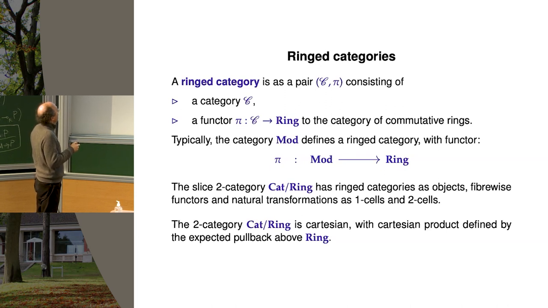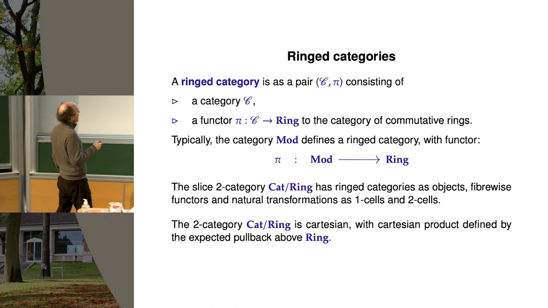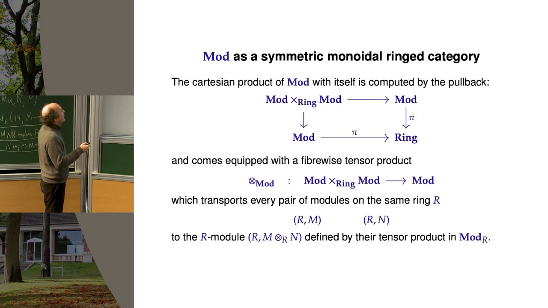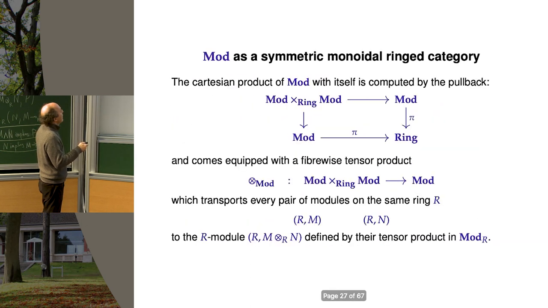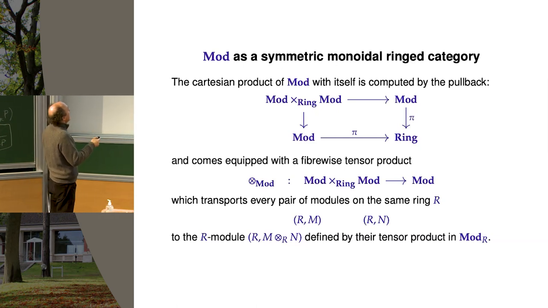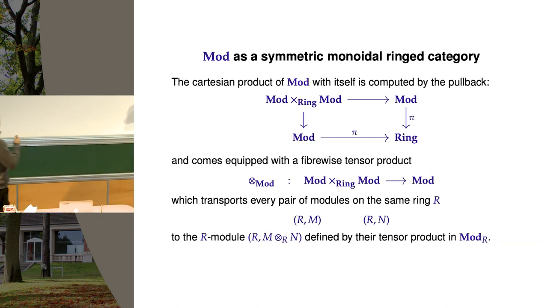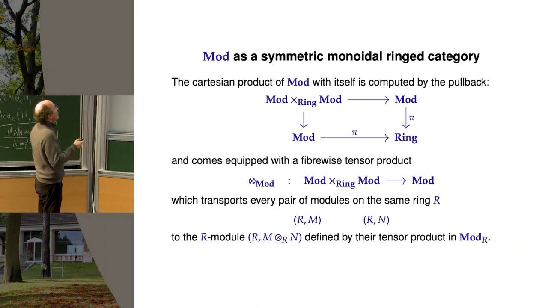And moreover, the 2-category is Cartesian, with the Cartesian product defined by the pullback. So typically, here you have two objects of this category: Mod with its functor, which defines one object of the 2-category, and this is another object, the same here. When we take their Cartesian product, it's just by taking the pullback, which is this thing. So what is an object here in this category? It's just a pair of modules on the same ring.